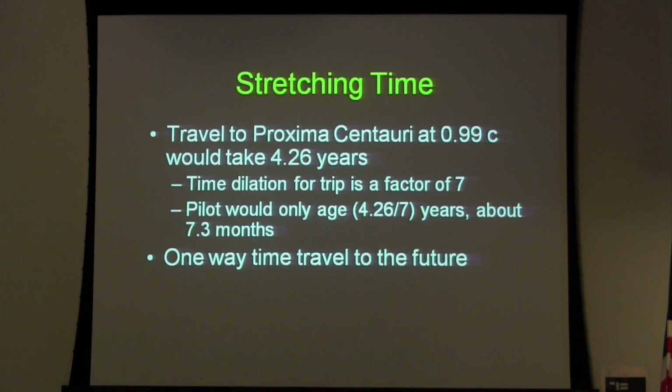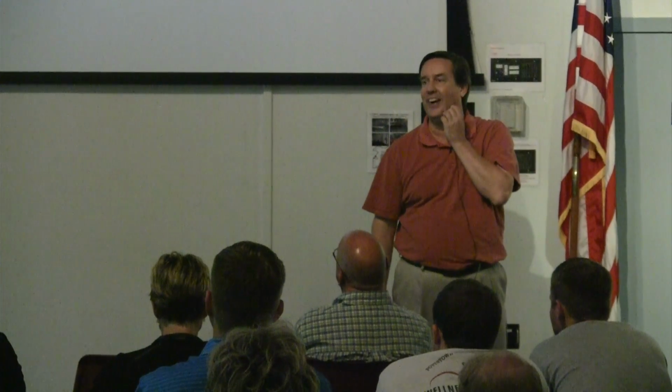So, a travel to Proxima Centauri at 99% of the speed of light would take 4.26 years as measured from an Earthbound perspective. We would watch them travel across to Proxima Centauri. It would take 4.26 years to get there. But the pilot on the spaceship would actually have a time dilation by a factor of 7, and he would only experience 7.3 months. That's cool. All right? You can travel to the stars.